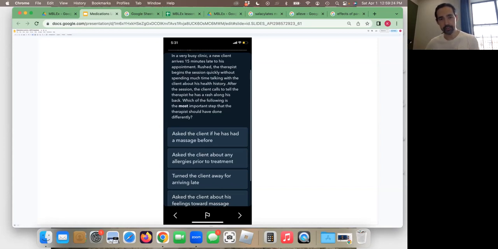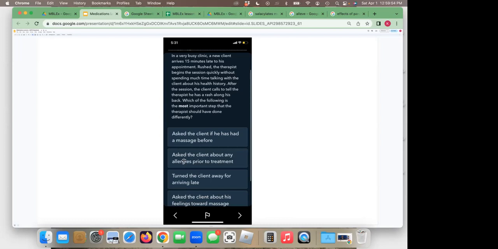In a very busy clinic, a new client arrives 15 minutes late to his appointment. Rushed, the therapist begins the session quickly without spending much time talking with the client about his health history. After the session, the client calls to tell the therapist he has a rash along his back. Which of the following is the most important step that the therapist should have done differently? Ask the client if he has had massage before. Ask the client about any allergies prior to treatment. Turn the client away for arriving late. Ask the client about his feelings towards massage. B. Yes, asked about allergies.